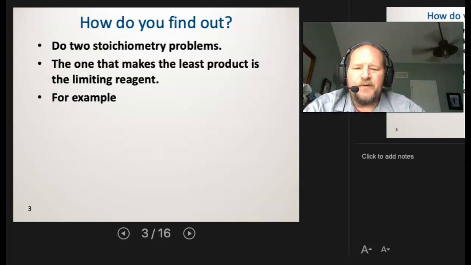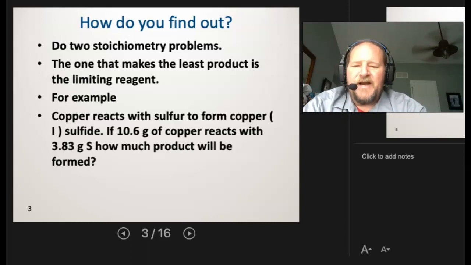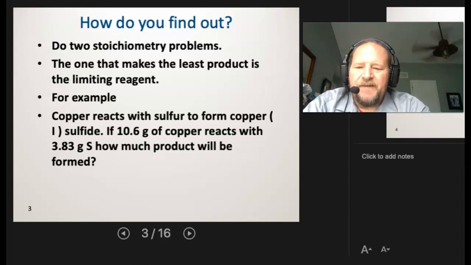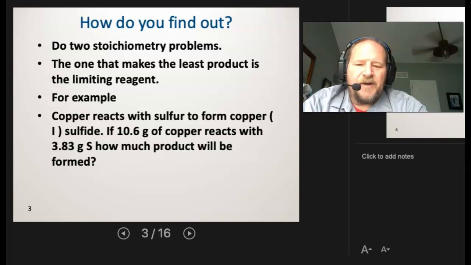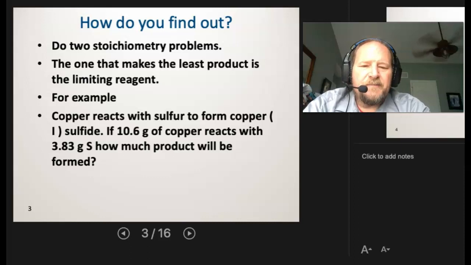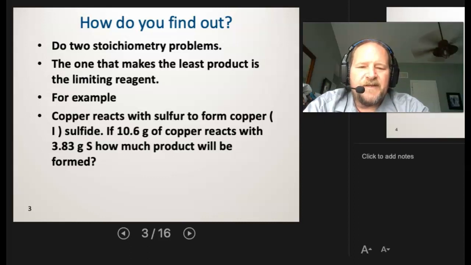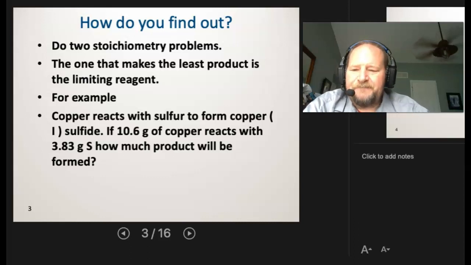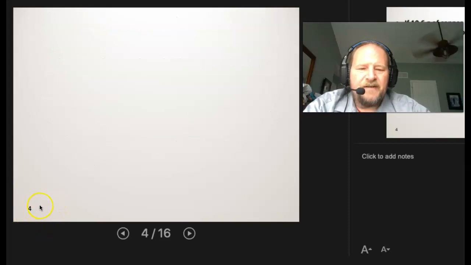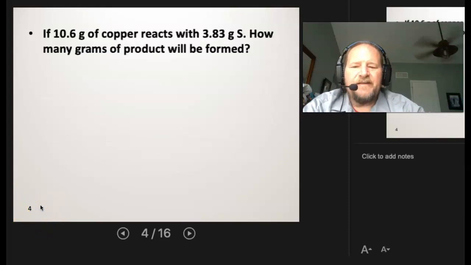So let's look at an example question from an old exam. Copper reacts with sulfur to form copper 1 sulfide. If 10.6 grams of copper reacts with 3.83 grams of sulfur, how much product will be formed? So again, I told you way back in the beginning that chemistry is a building piece where you keep building off of each chapter, and here we go. This is definitely a summation type of problem where we're going to be tackling several different topics that we've already talked about. First off, we see naming. Right? So for naming, you have to be able to come up with the pieces here.